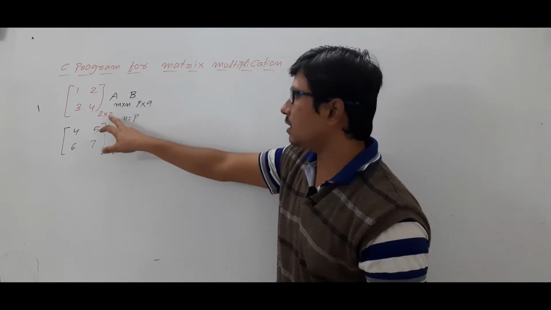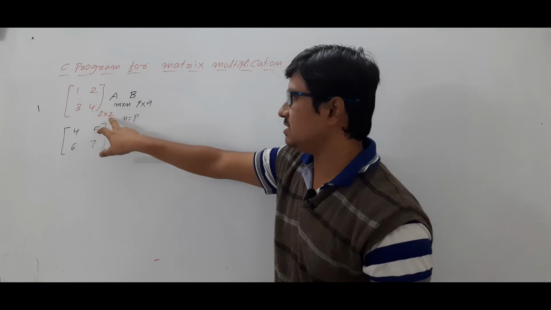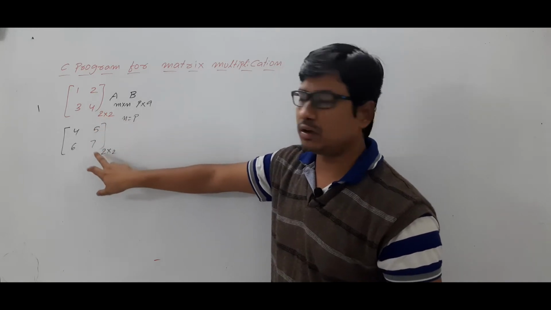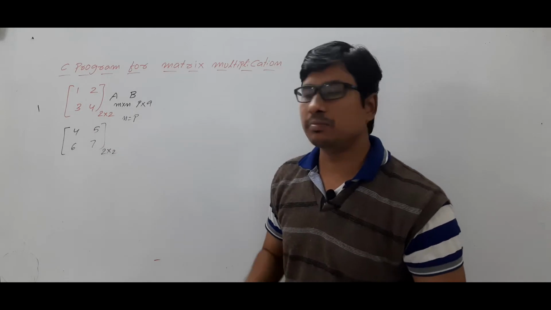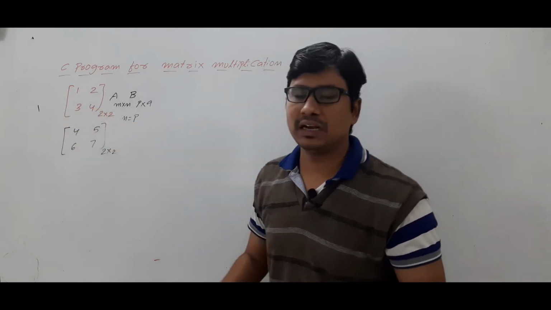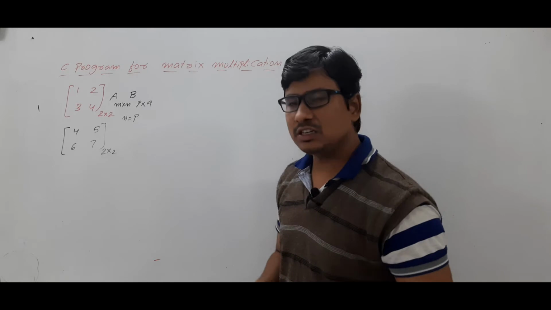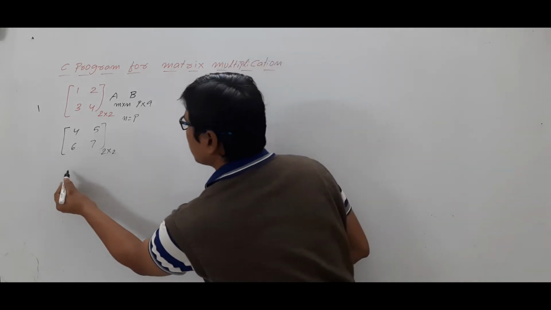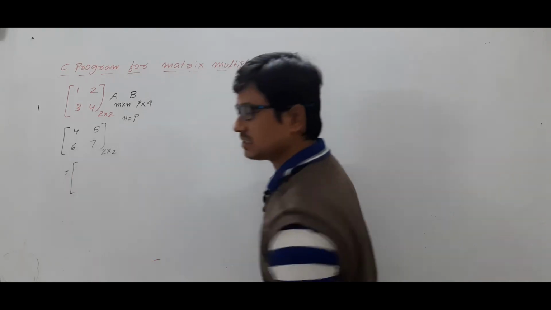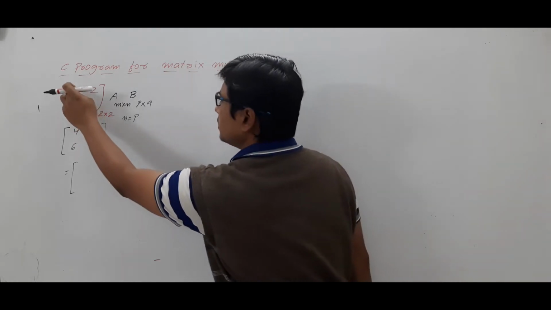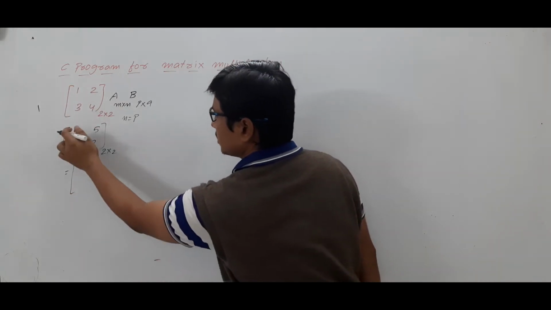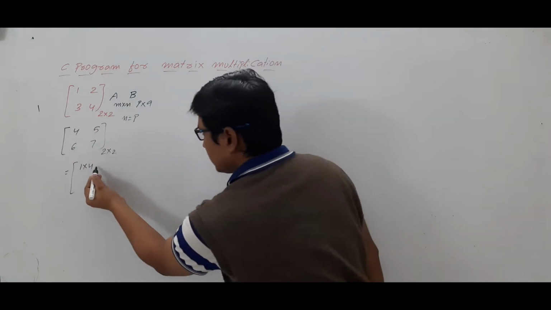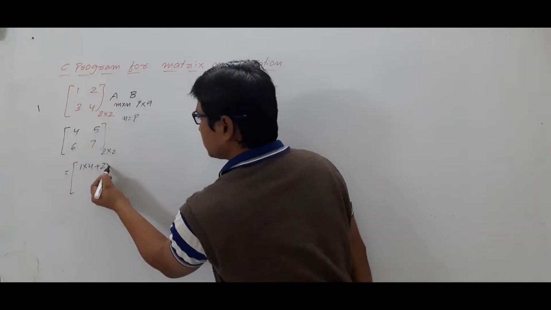Here, the number of columns in matrix A is 2 and the number of rows in matrix B is also 2. So they are equal, and I can say that matrix multiplication between these two matrices is possible. Now once it is possible, how can we compute the matrix multiplication? It is very simple. You take the 1 and multiply with 4, plus 2 into 6.